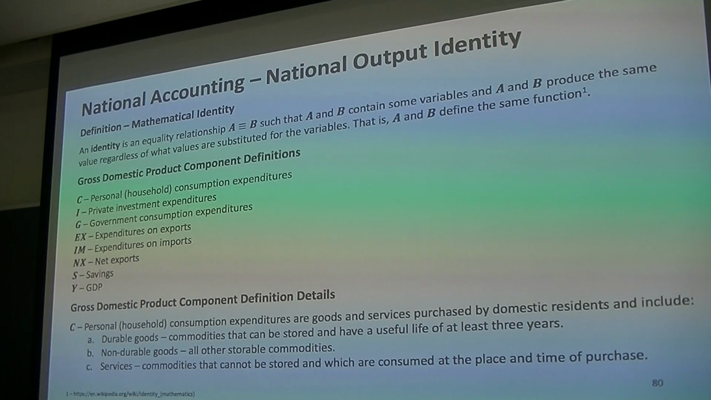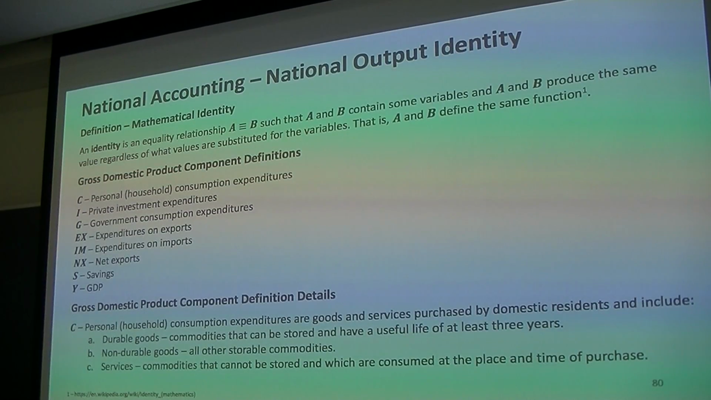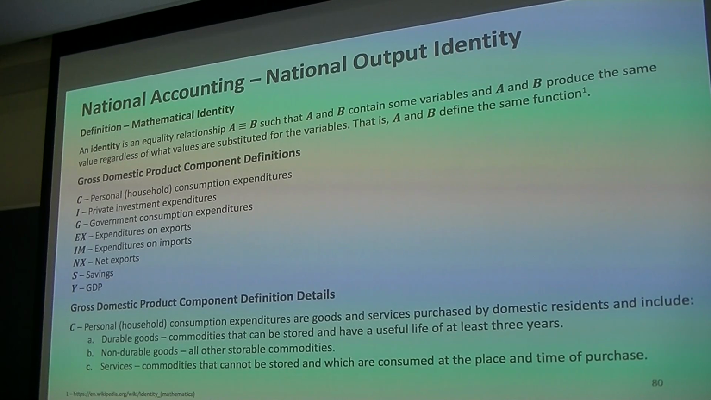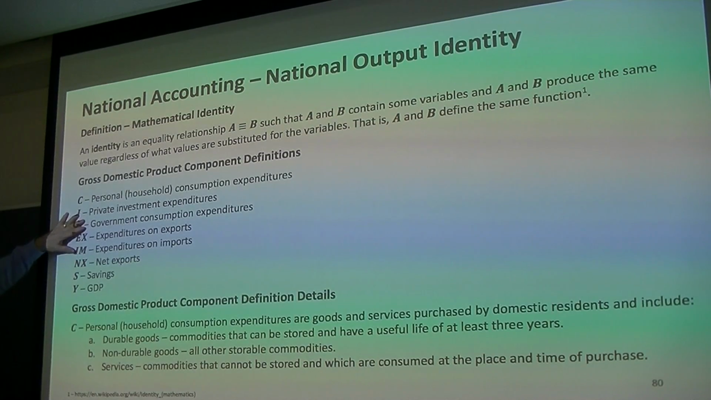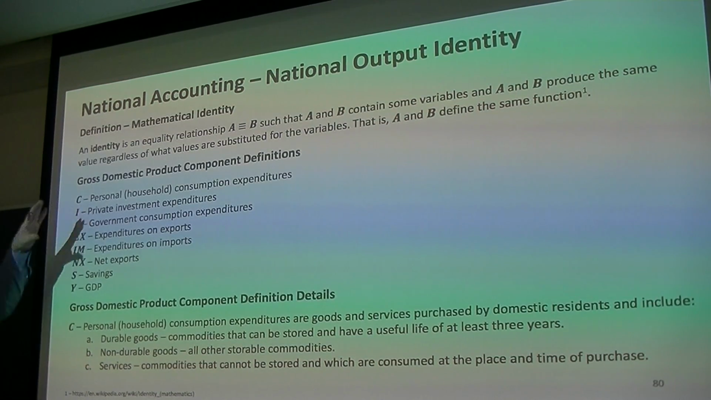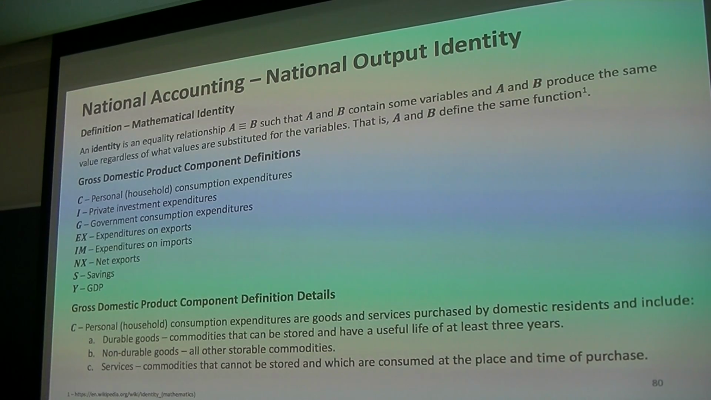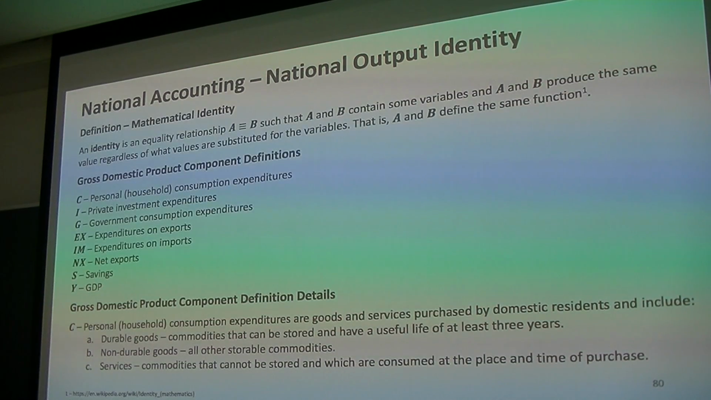Let me just check the time here. Okay, we'll go into this in detail at the beginning of the next class. What I'd like you to do is go over this section: mathematical identity. We're going to look at what is called the GDP identity.